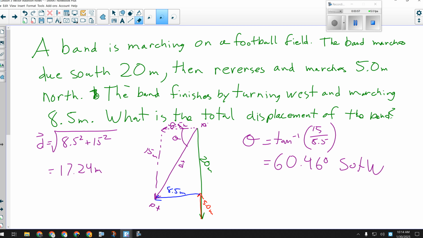How many significant digits should my answer have? 2. Okay, 99% of the time, guys, the rule for significant digits is whatever the least number was that you used, that's the number of your answer. I kid you not, that works 99% of the time. So this has 2, this has 2, that has 2, they all have 2. So my answer should be 17 meters at 60 degrees south of west, or if you had 30 degrees west of south, that is also correct.